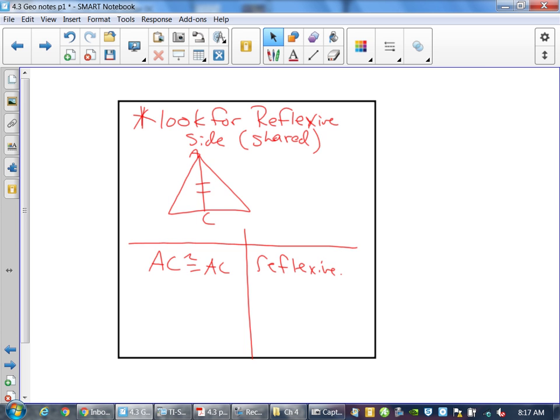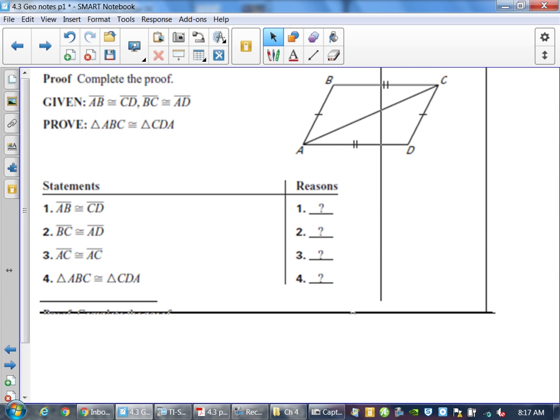Now, notice in this proof, you've got AB is congruent to CD because it is given. BC is congruent to AD because it is given. In your diagram, things have been marked. Right now you have two sides, which means you have to find an angle between them or another side. What is there? Reflexive side. So they marked it and said AC is congruent to AC because it is reflexive. That's what that does.